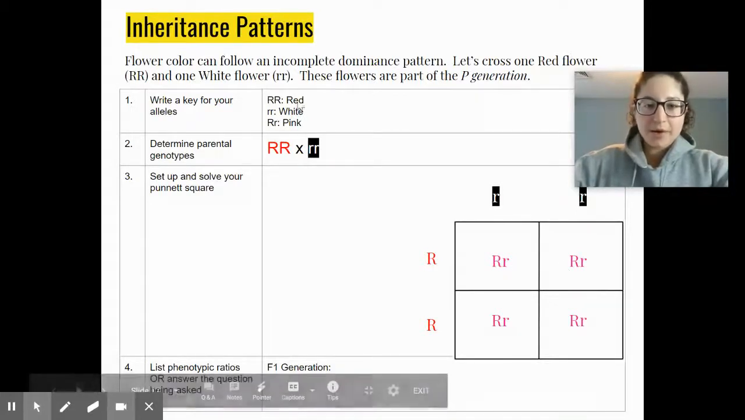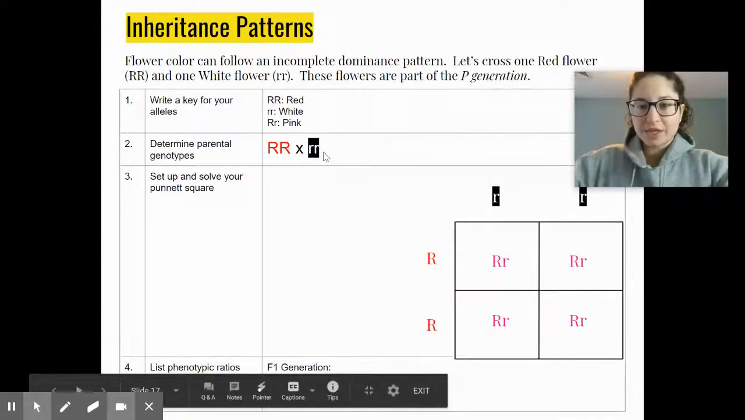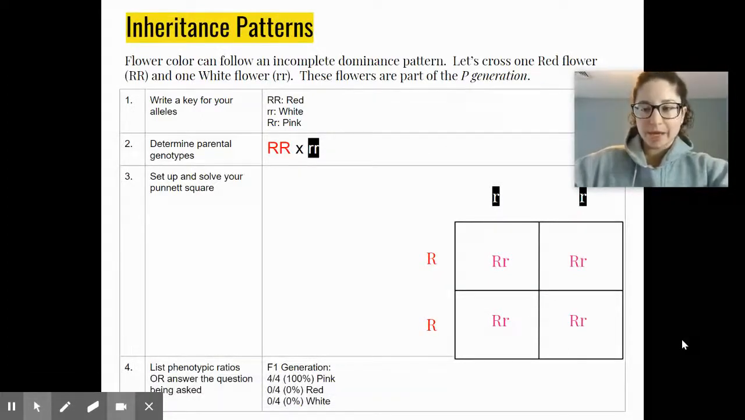If we come up to our key, big R, little r means that, remember, these parents are the P generation, which means in here is the F1 generation. This means that 100% of the F1 generation is going to be pink, 4 out of 4 boxes. 0% of the F1 generation is going to be red; there are 0 boxes. And 0 out of 4, or 0%, will be white in the F1 generation. So with incomplete dominance, we blended red and white together to make pink.